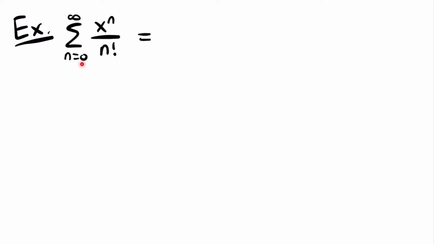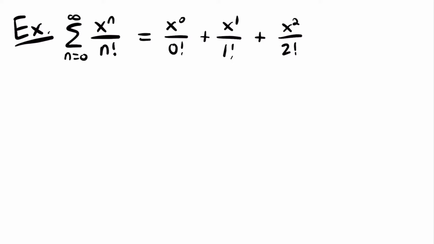Starting with n equals 0, we would have x to the power of 0 divided by 0 factorial. Then we would add that to when n is equal to 1. So we would have x to the power of 1 divided by 1 factorial. And then when n equals 2, we'll have plus x squared divided by 2 factorial. And then let's do one more. When n equals 3, we'll have x cubed divided by 3 factorial. And we can continue on from there.